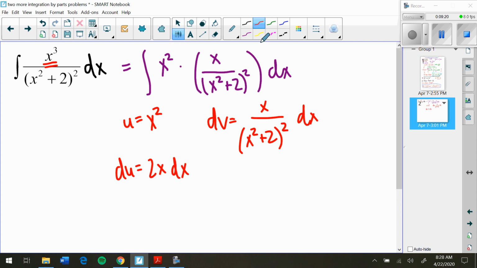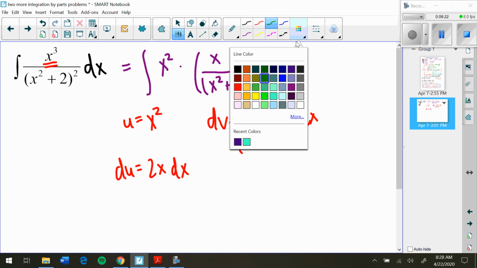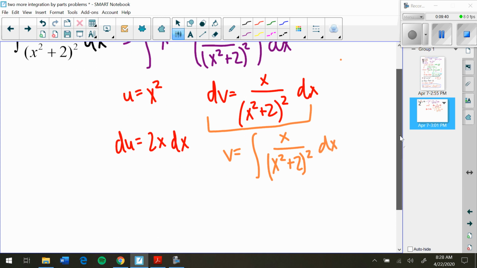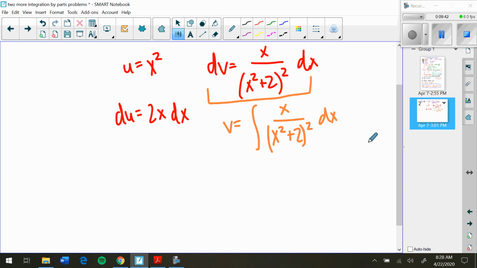But here's the challenge. Calculating this antiderivative seems really hard, right? And technically v is the integral of x over x squared plus 2 quantity squared dx. And that, my dear friends, is not so easy.